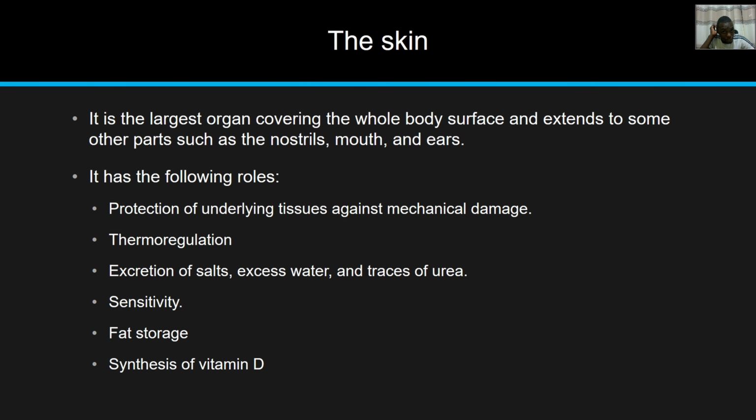So let's look at the skin. This is the main organ, actually the largest organ, that covers the whole surface of the body and extends to other parts such as the nostrils, the mouth, and the ears. It has the following roles. The skin protects the underlying organs against mechanical damage, which can occur due to friction. We have thermoregulation, which you'll come to understand later. The skin has sweat glands which excrete sweat. When sweat evaporates, it draws away latent heat from the body surface, resulting in cooling. We also have excretion of salts, excess water, and traces of urea.